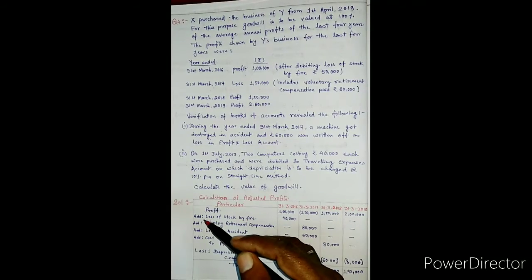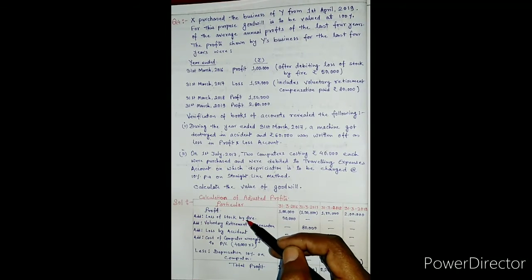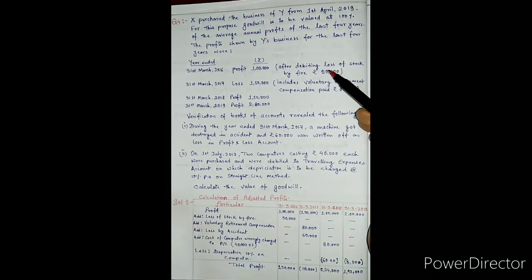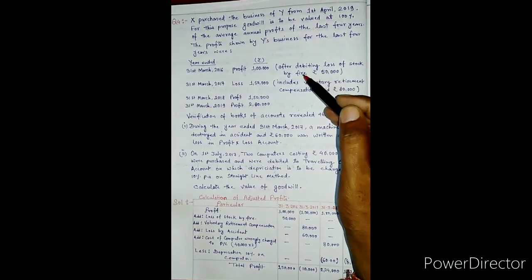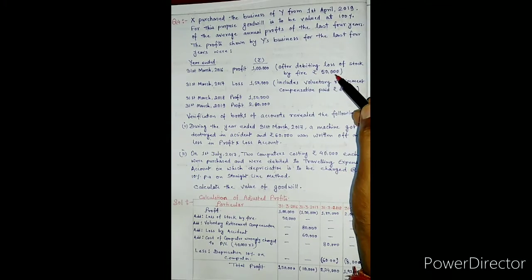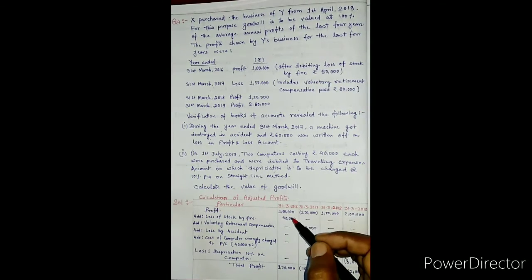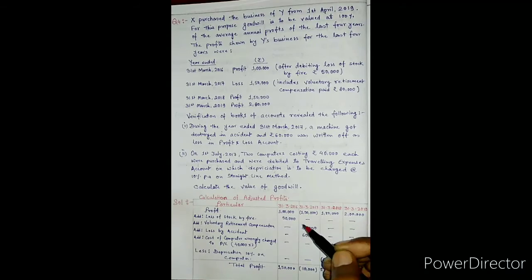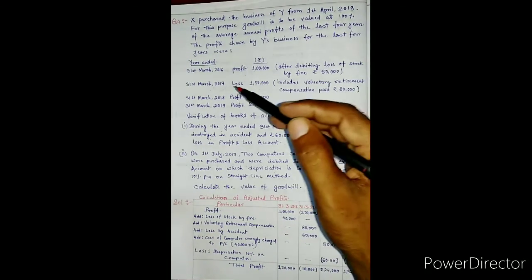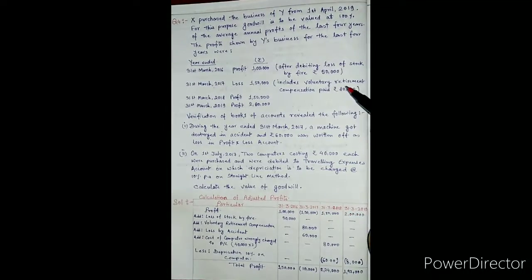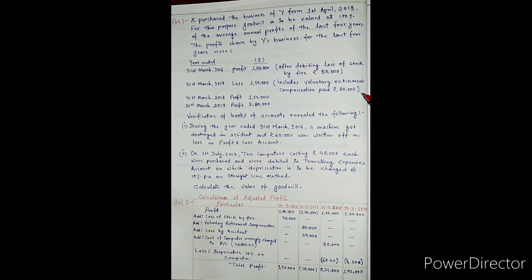So here add loss of stock by fire. Here already given in 2016 there is a loss by fire of rupees 50,000. So we have to add this 50,000 in 2016 column. Now add the voluntary retirement compensation. In 2017 there is given a voluntary retirement compensation rupees 80,000. So we have to add this in 2017 column.